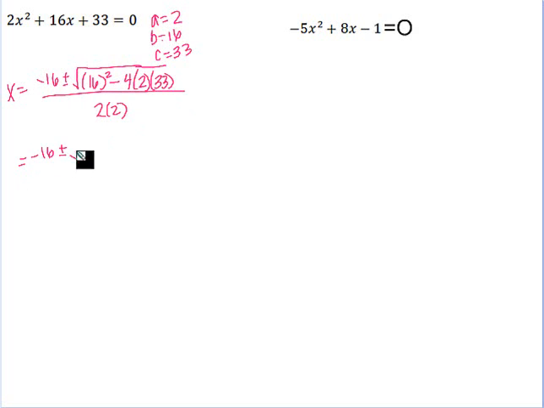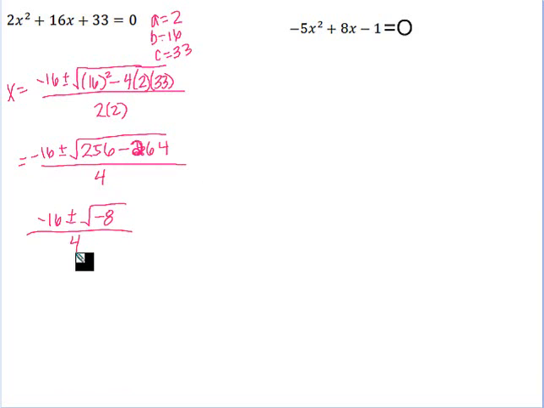So simplifying this down, we get negative 16 plus or minus the square root of 16 squared is 256. 4 times 2 times 33 is 264. So we have 256 minus 264 all over 2 times 2 is 4. Well, 256 minus 264 would give us a negative 8. So now we have negative 16 plus or minus the square root of negative 8 over 4. So there's our discriminant. Our discriminant here is negative 8. Since it's a negative 8, we have two complex numbers for our solution.